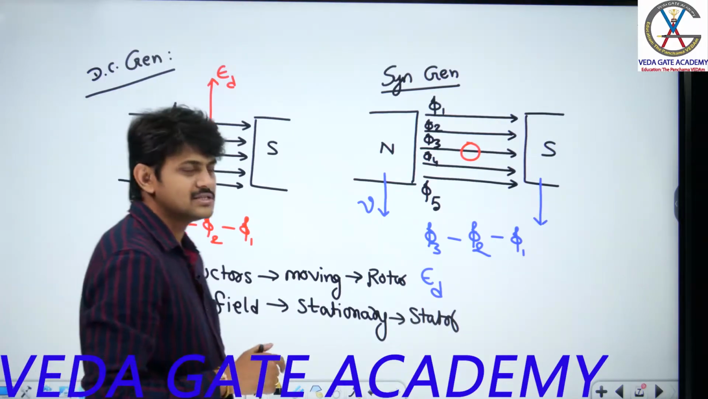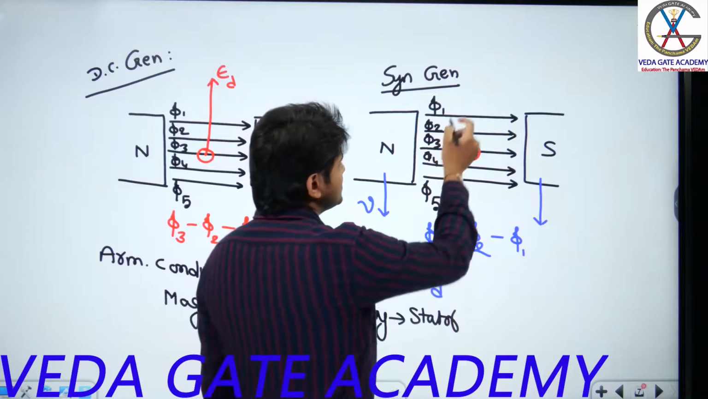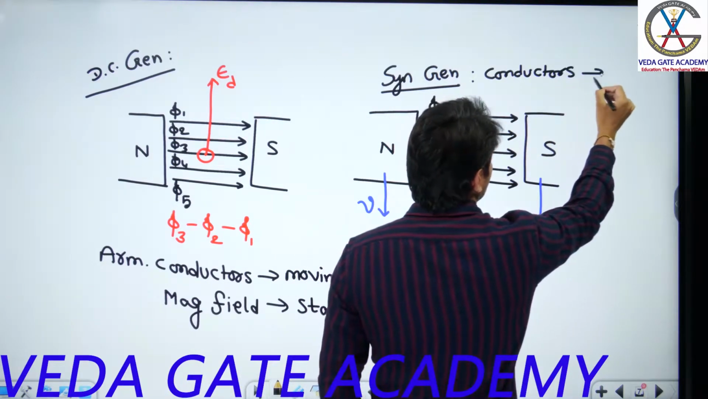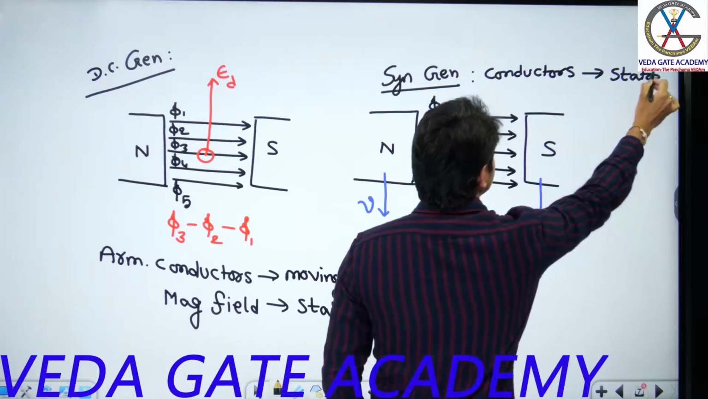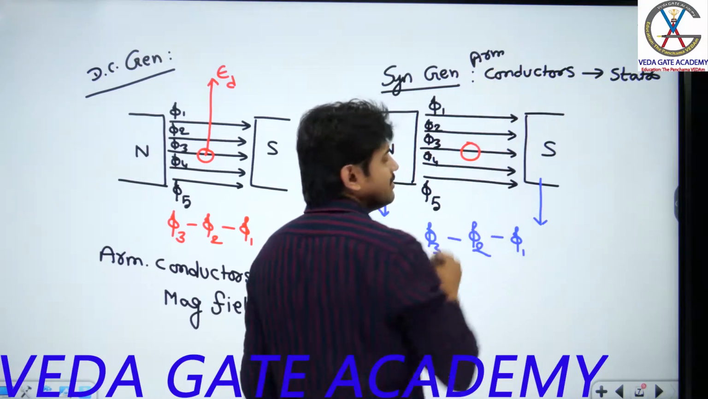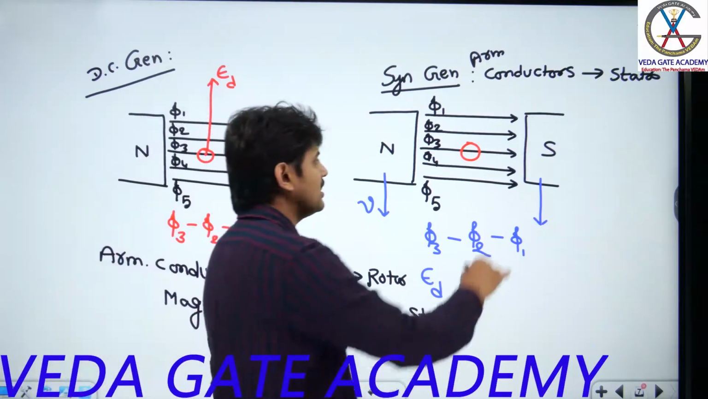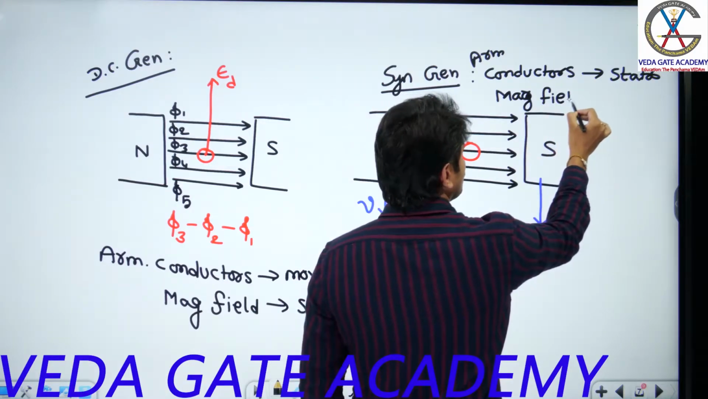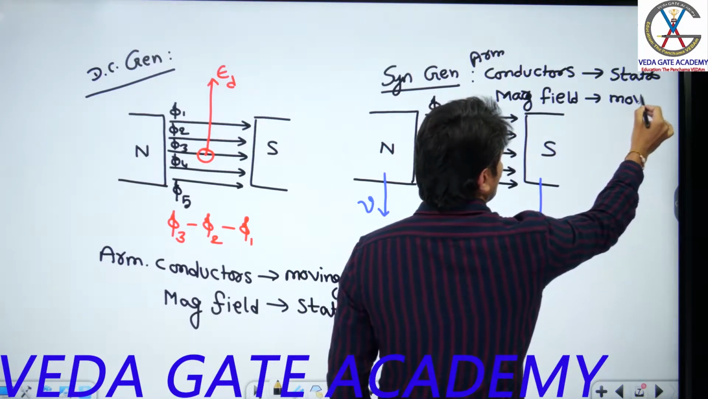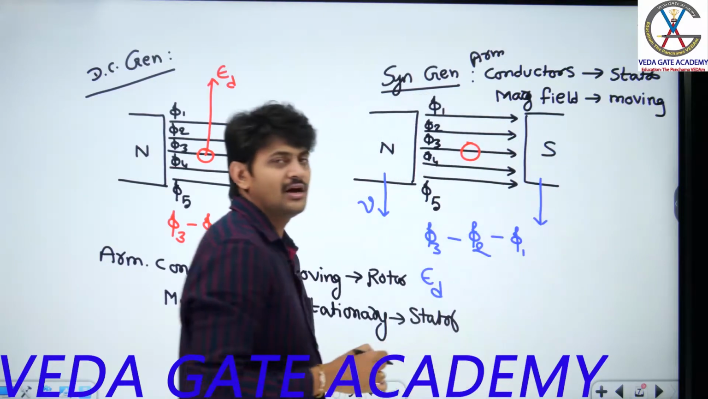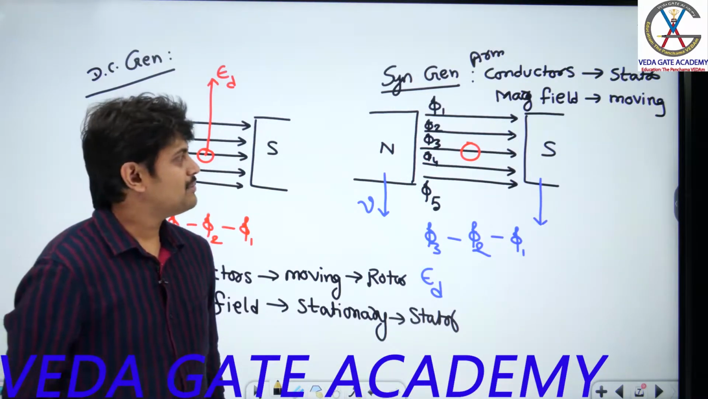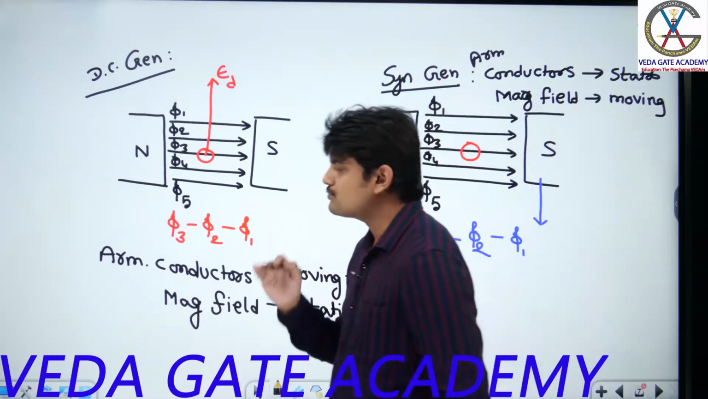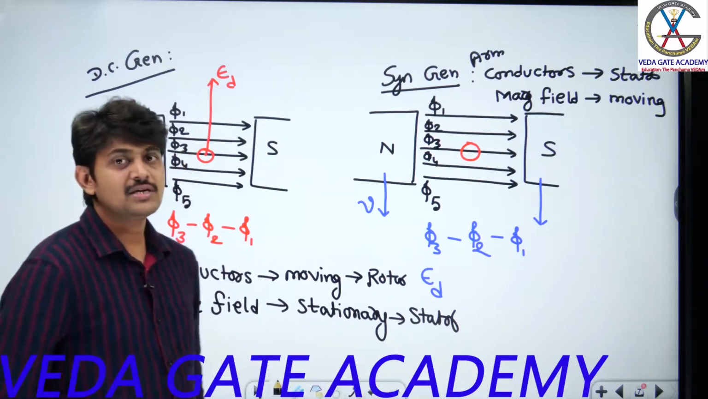Whereas in a synchronous generator, my conductors are stationary, that means we are going to place them on a stationary object called the stator. So this also I can call armature conductors. Whereas my magnetic field is moving. So the configuration we follow in synchronous generators is a stationary armature, rotating magnetic field. Now the next question is, out of these two configurations, which configuration is easier?